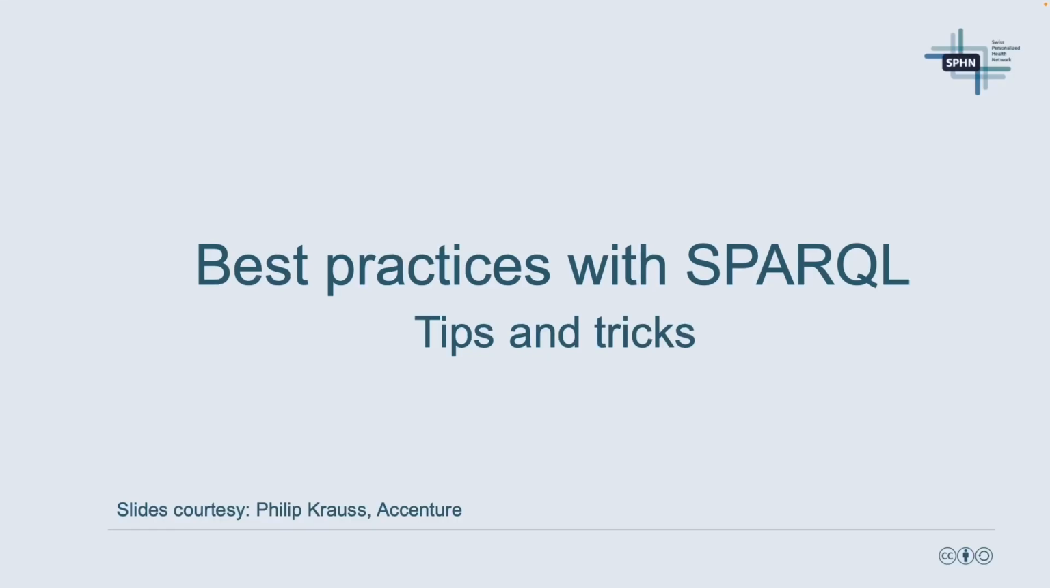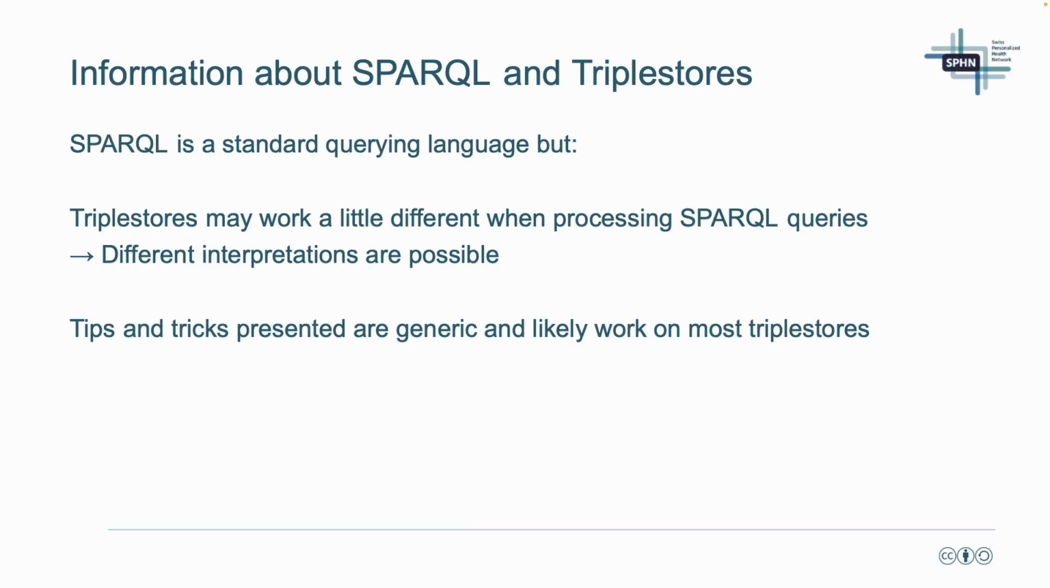We will now present some best practices that can be followed when writing SPARQL queries. Please keep in mind that SPARQL is a standard querying language, but some triple stores that you can use to query for data with SPARQL may have different interpretations of the same SPARQL query because they may process it differently. You must, however, get the same results in each triple store you use for the same query, given that you apply the same settings, for instance, when it comes to inference. However, the tips and tricks we present here are generic and would likely work on most triple stores.